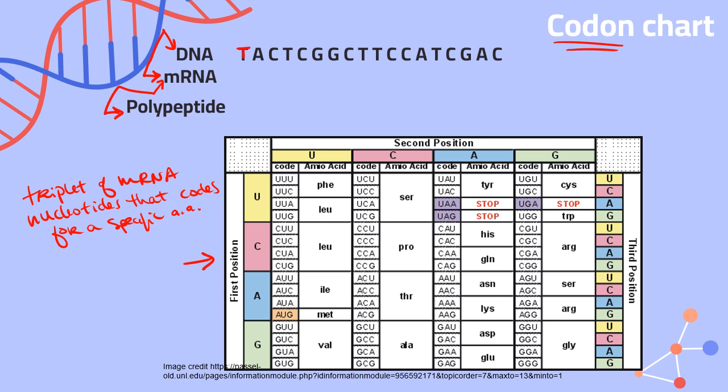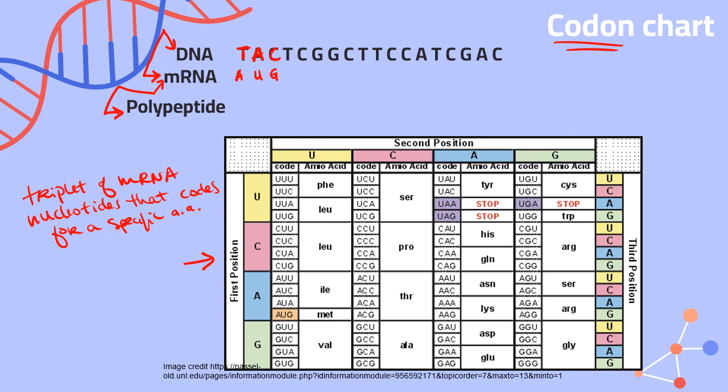So our DNA starts off with TAC. I got ahead of myself there. TAC. So we're going to use some complementary base pairing. T is going to code with A in my messenger RNA. A codes to U, remember there's no thymine in messenger RNA, and then C to G.